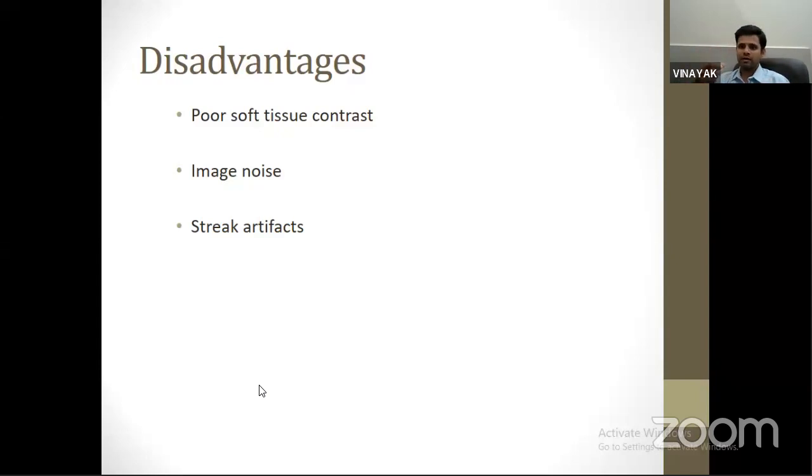So if you have a fixed bridge which has a metallic or porcelain component, then adjacent to that bridge there would be distortion. The diagnostic value would be affected. So either you have to remove the bridge and take the scan, or there would be artifacts.